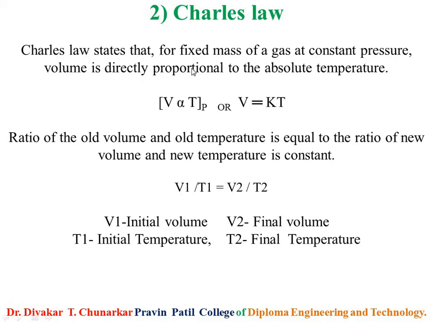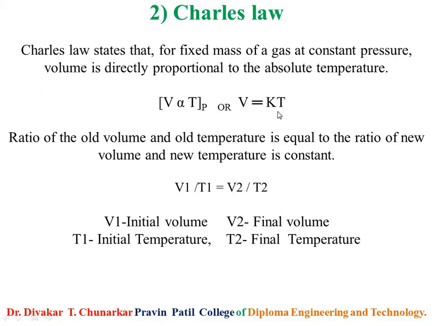Again, I repeat. Charles's law states that for a fixed mass of a gas at constant pressure, volume is directly proportional to the absolute temperature. So the proportionality equation is V proportional to T at constant P, or V equals kT, or V upon T equals k. Here k is the constant, V is the volume, and T is the absolute temperature.